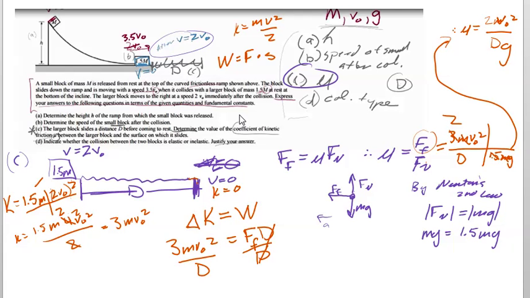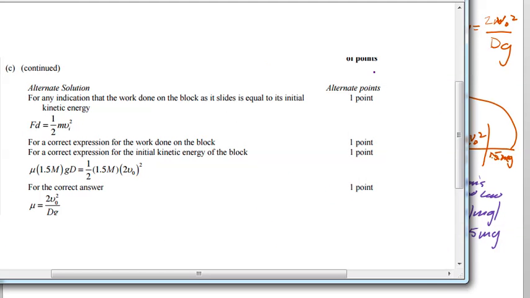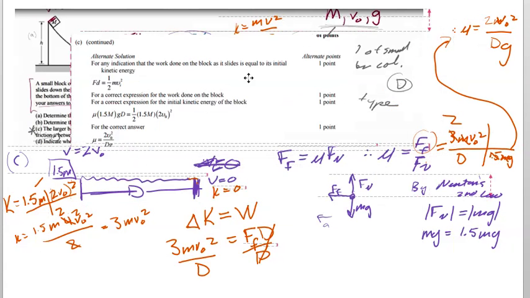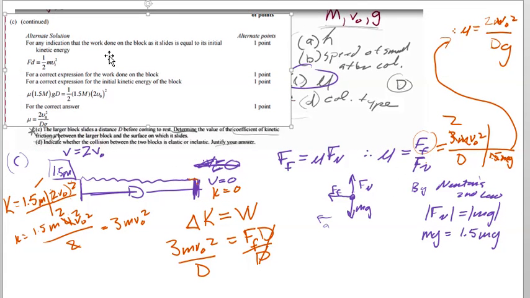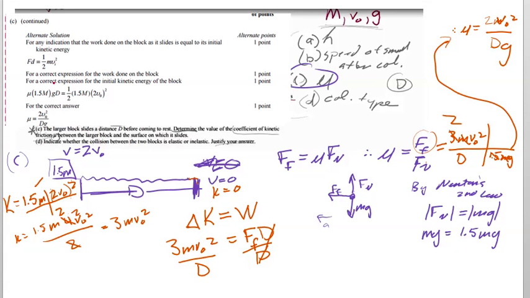Here is, in theory, the key. Let's take a look at this. It says alternate solution. For any indication that work done on the block slide is equal to its initial kinetic energy. Well, yeah, we got that. See right here? This FD is equal to 1/2 mv naught squared. Yeah, we have that. I just plugged the numbers in right here. And also, this should work since I indicated up here that this is 0 and that this is 3 mv naught squared. So either which way, that works.